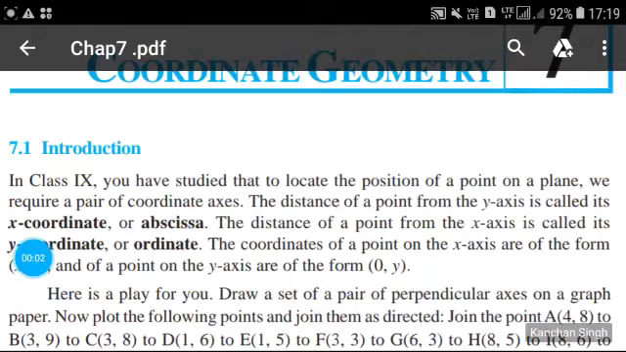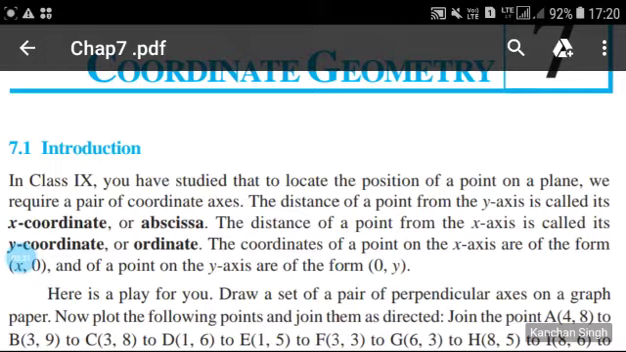So students, in our previous class we have studied that to locate the position of a point on a plane, we require a pair of coordinate axes that we learned in class 9. I hope you have remembered. The distance of a point from the y-axis is called its x coordinate or abscissa, and the distance of a point from the x-axis is called its y coordinate or ordinate.